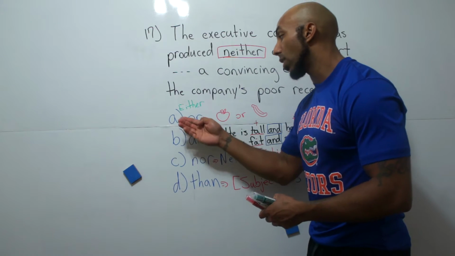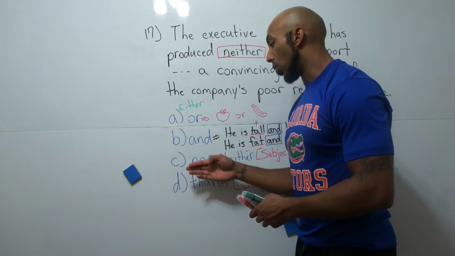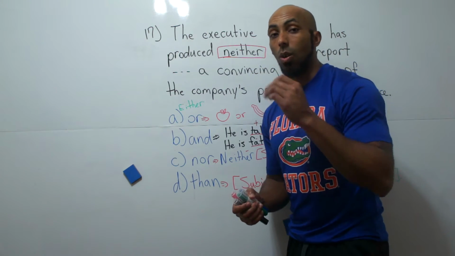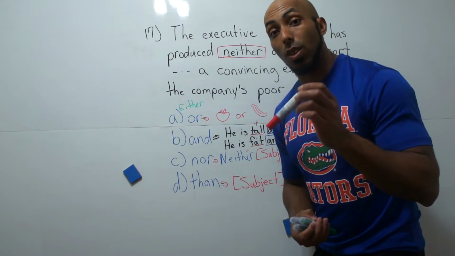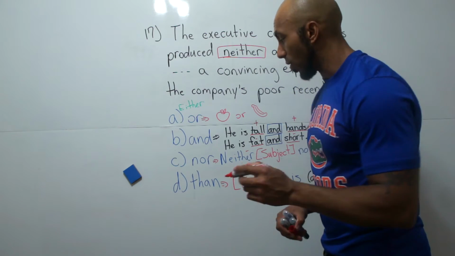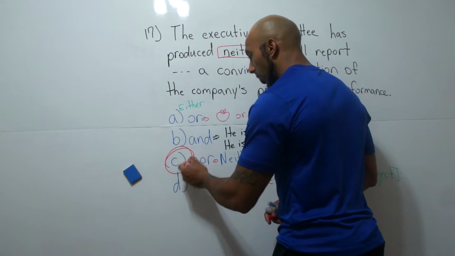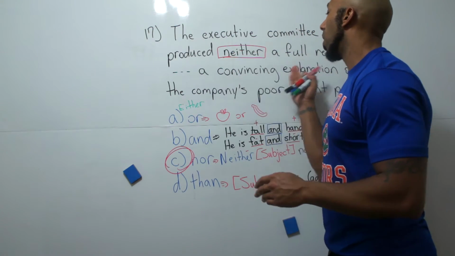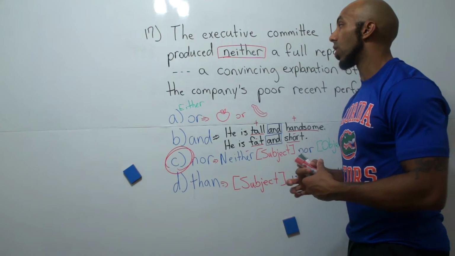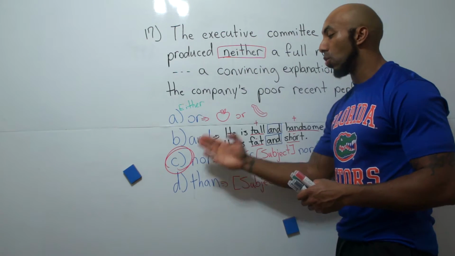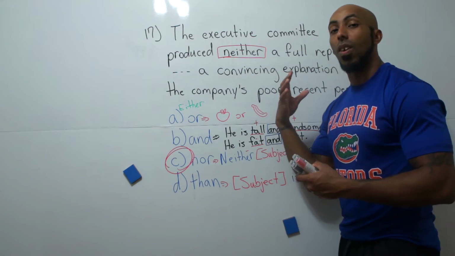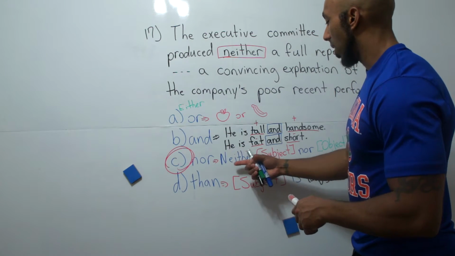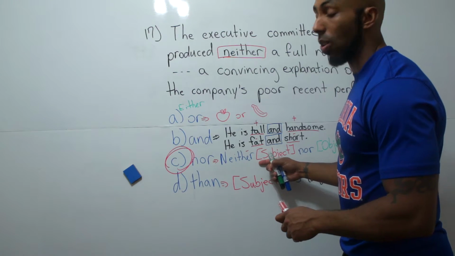So we always use either with or, and we always use neither with nor. And that's a rule that we can say is always true. So, if we know that rule, we can answer this question very quickly. It's C. And we didn't have to know anything about what this sentence was about. We just found that key word and we were able to choose the correct answer because of our knowledge of neither nor.